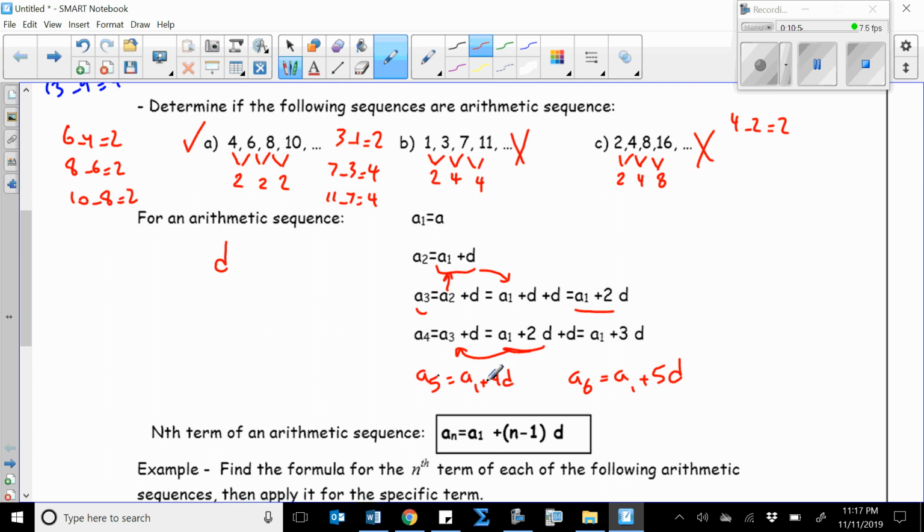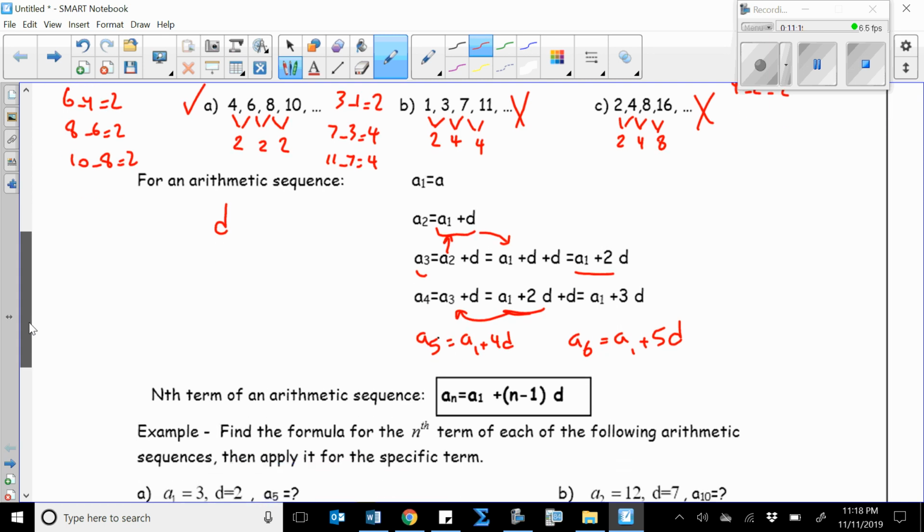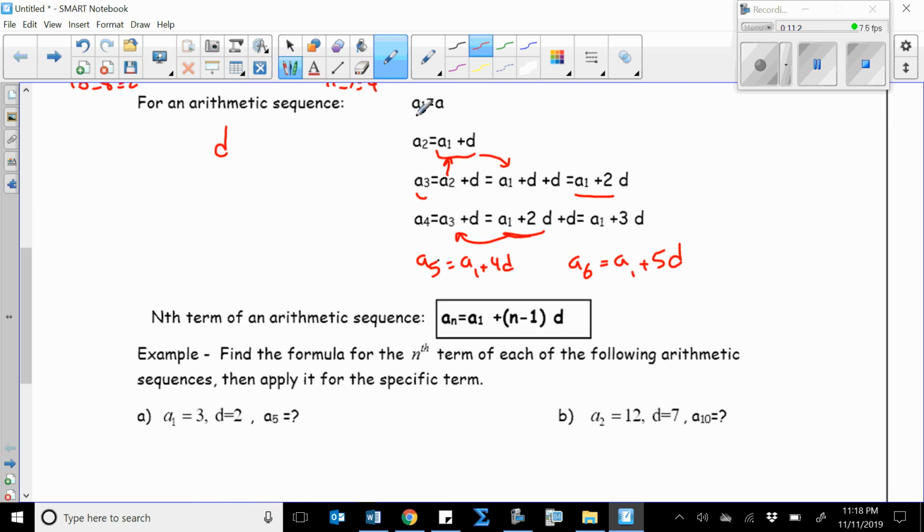So I can make a general rule for this. To find the nth term of an arithmetic sequence, I take an and write an equal to A1 plus n minus 1 times D. Because here, for A6, I found 5D. So I'm going to write n minus 1 times D. So this is the general rule for the nth term of an arithmetic sequence.